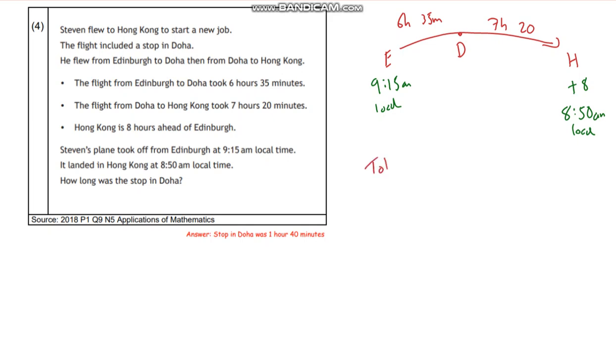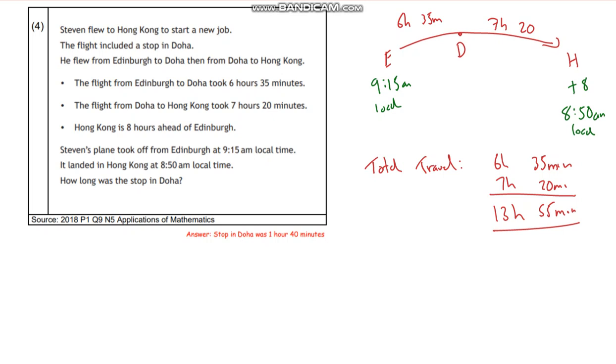But let's think of our total travel time first of all. So the total travel was going to be 6 hours and 35 minutes plus the 7 hours and 20 minutes. So that's going to be 55 minutes, and 7 and 6 will give me 13 hours. So 13 hours, 55 is how long he should have been flying for.